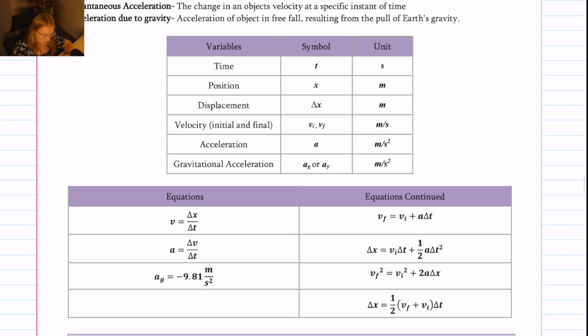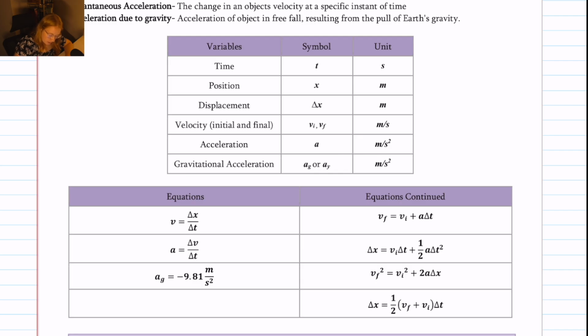Okay, so at the front of your notes, you have a table of all the different variables and their units. So we have time, seconds, x, meters. Displacement is change in x or change in position, which is also represented with meters. You have velocity, initial and final, which remember we could also have represented as v naught or v0 for time 0. Velocity is meters per second. Acceleration is meters per second squared. Just the seconds is squared, not the meter.